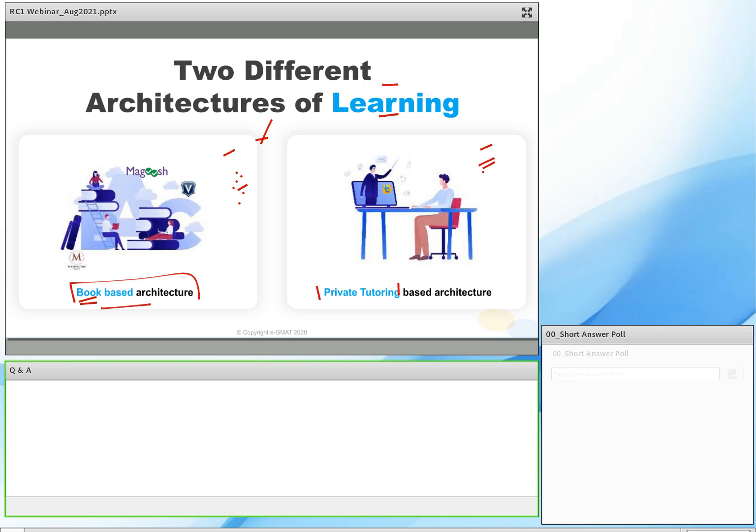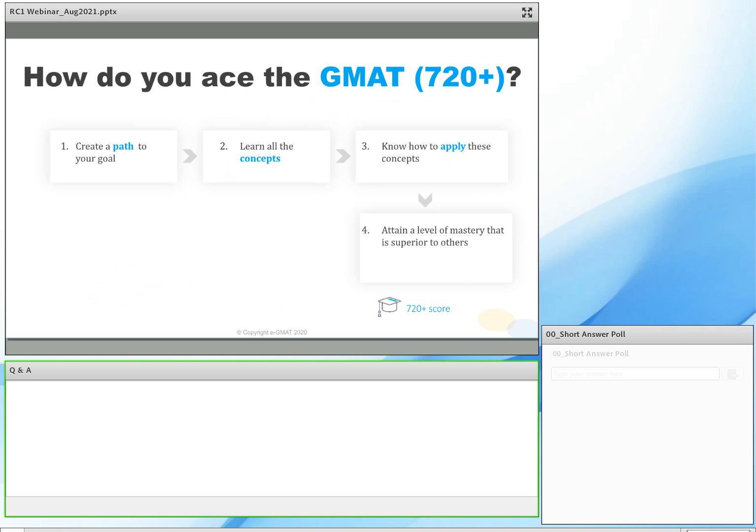So most of the players in the e-GMAT space have typically followed the book-based architecture. e-GMAT, when it started, had the vision of starting a private tutoring based architecture. In the initial years of e-GMAT, the objective was to be as good as your average private tutor. I'm happy to say that right now we have reached the level where we are better than your average private tutor. In a couple of years, we are going to be better than the best private tutors out there. So why do I focus so much on book-based versus private tutoring architecture? Because at every point of your preparation journey, the kind of architecture that you study with actually has an impact.